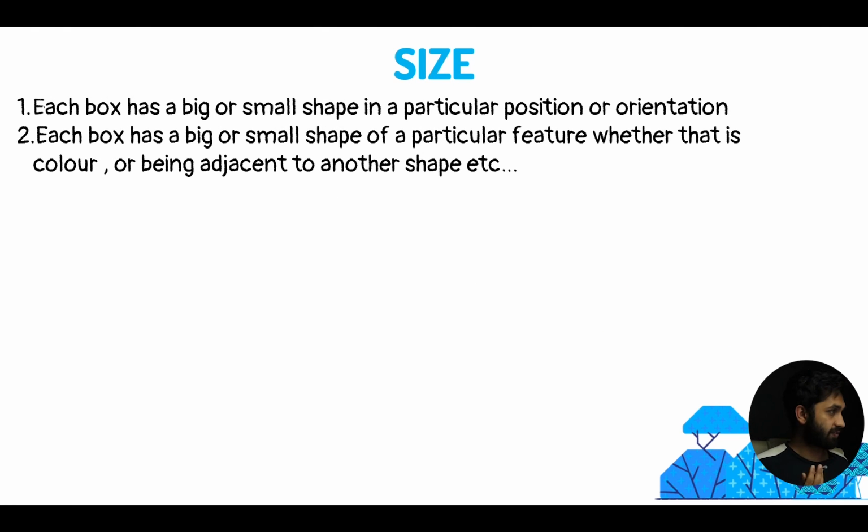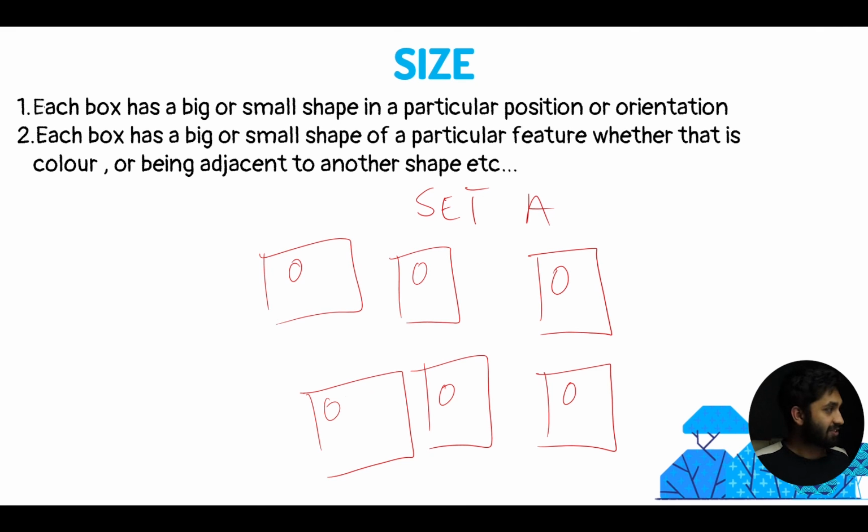So size is relatively common and relatively distinct as well. So you'll be able to identify very, very quickly that all of set A have small shapes and all of set B have very, very large shapes. Or it could be that there might be 2 small shapes in set A and 1 large shape. Could be something like that, and the rest are distractors. Okay, so just another technique in regards to size.